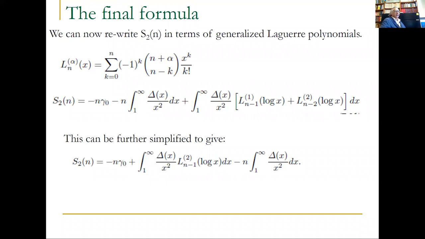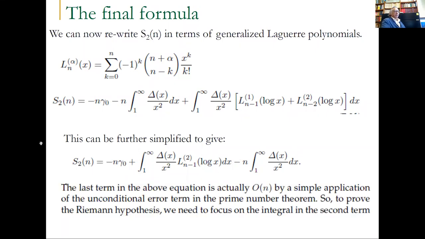Now, interestingly enough, S2 of n has now been broken up into three parts. So this is obviously innocuous given the von Mangoldt-Landau criterion. And this also equally can be shown to be completely innocuous given the error term on the prime number theorem. So the last term in the above equation is actually O of n by simple application of the unconditional error term in the prime number theorem. So to prove the Riemann hypothesis, therefore, we need to focus on the integral in the second term.